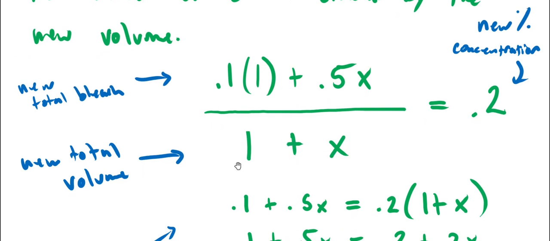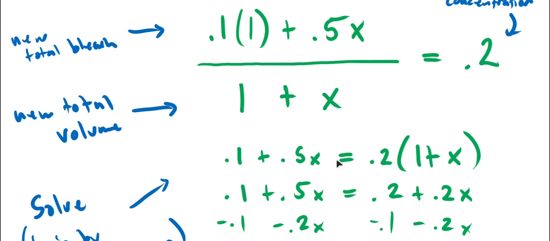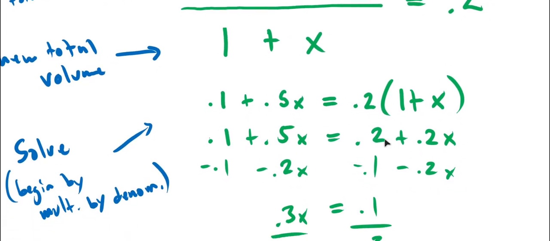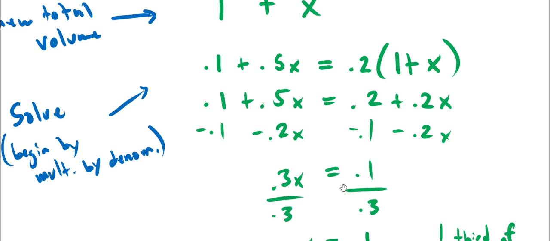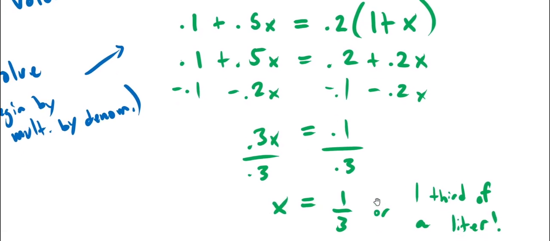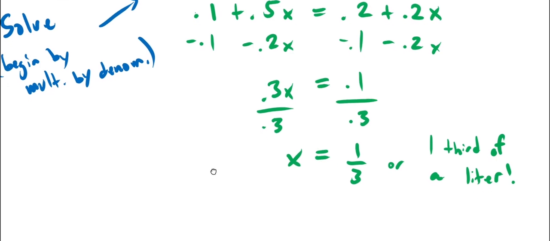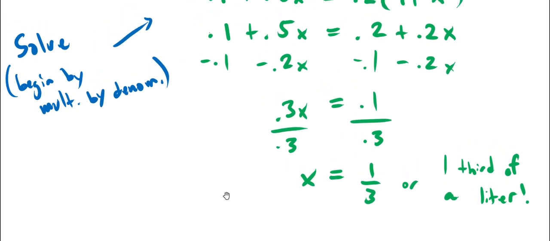Now, to solve this for X, we need to get this off the bottom here, so we multiply it to the other side. Boom. Now it's a linear equation. We distribute the 0.2, and we solve. Subtracting 0.1 from both sides, subtracting 0.2x from both sides, I get that 0.3x is equal to 0.1, and dividing away my 0.3, I get a third. 0.1 over 0.3 is the same as 1 over 3. So 1/3 of a liter. I need to add 1/3 of a liter to this, and that will give me a 20% concentration.